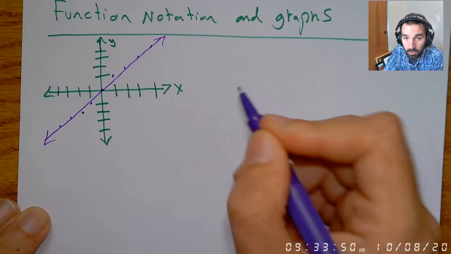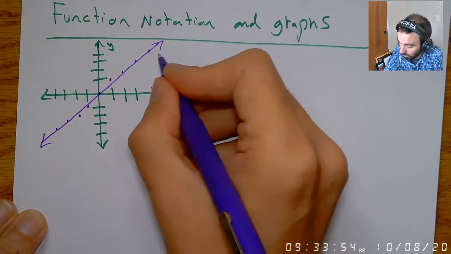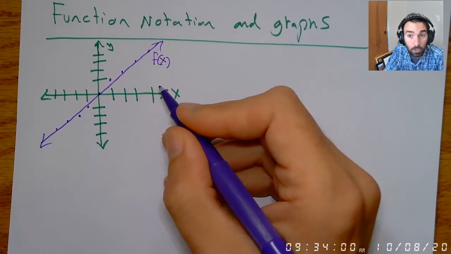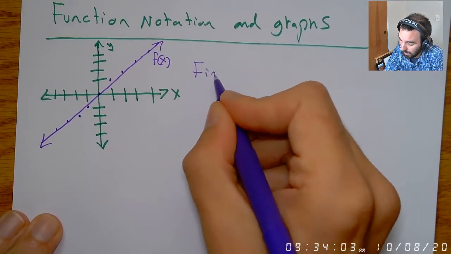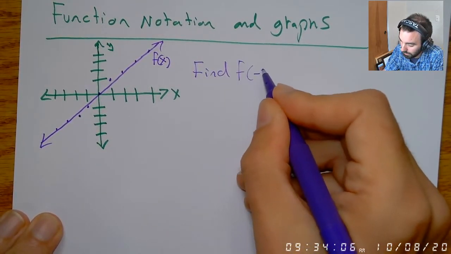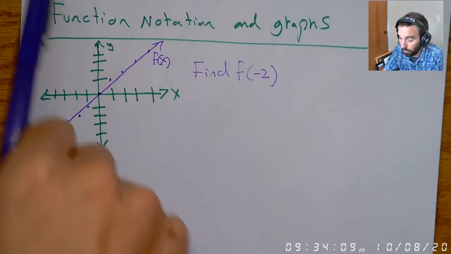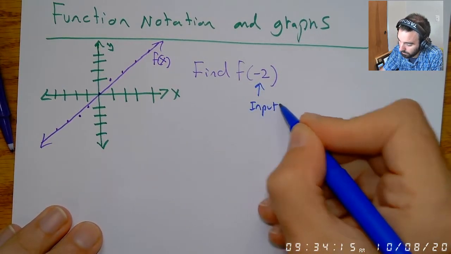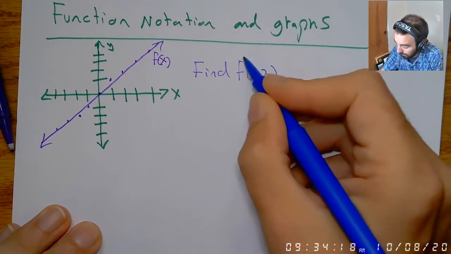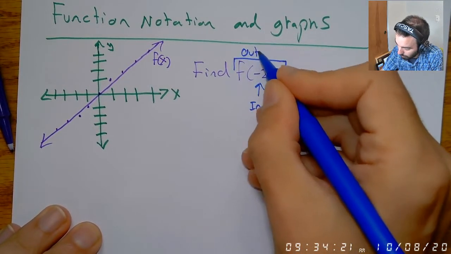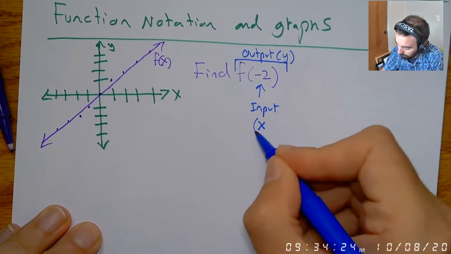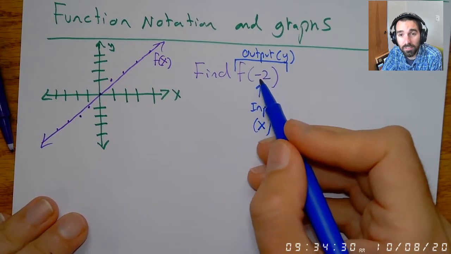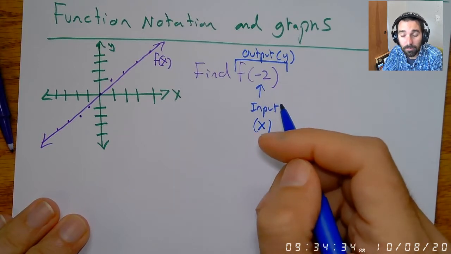So this is a graph, right? And let's call this f of x. Okay. Now, we don't know the equation for f of x, but it might say find f of negative 2. So some things that we need to remember here. This is my input, or my x, and this is my output, or my y. So what they're saying is that we know our input is negative 2.